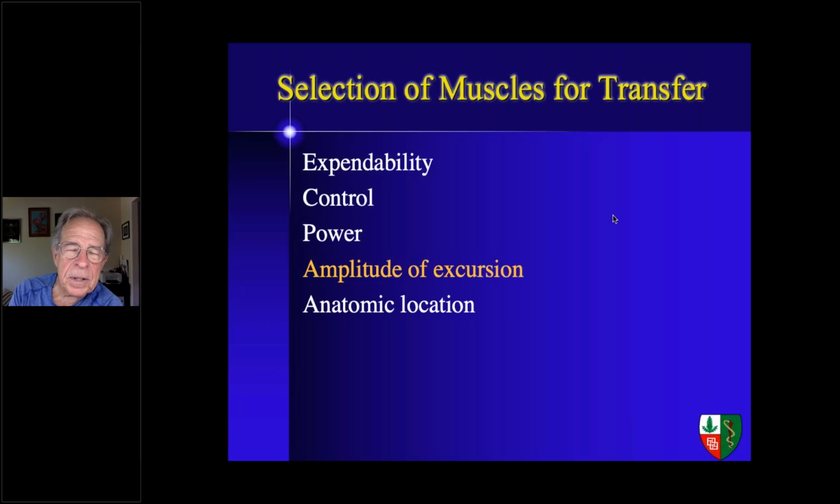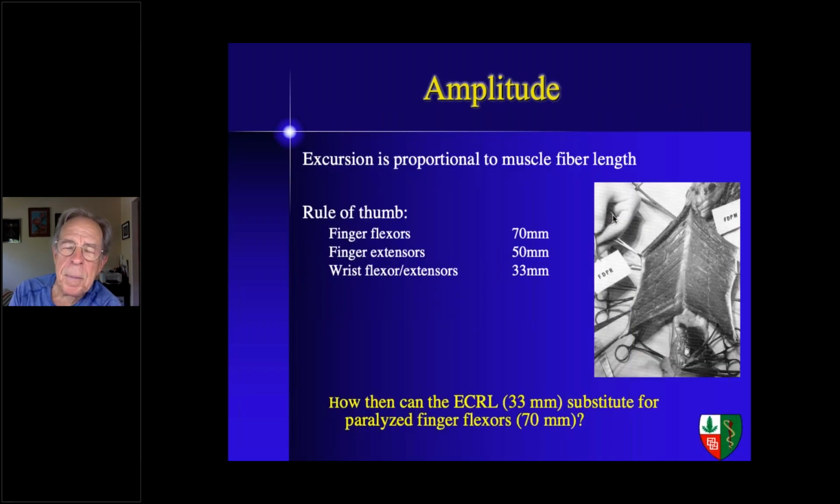The muscle has to be able to have enough amplitude of excursion to do the job. So we have to consider this. The excursion is proportional to muscle fiber length. And these have been measured for all the muscles in the upper limb. And as a rule of thumb, the finger flexors have about 70 millimeters of excursion, particularly the profundus. The finger extensors about 50 millimeters. The wrist flexors and extensors about 33 millimeters.